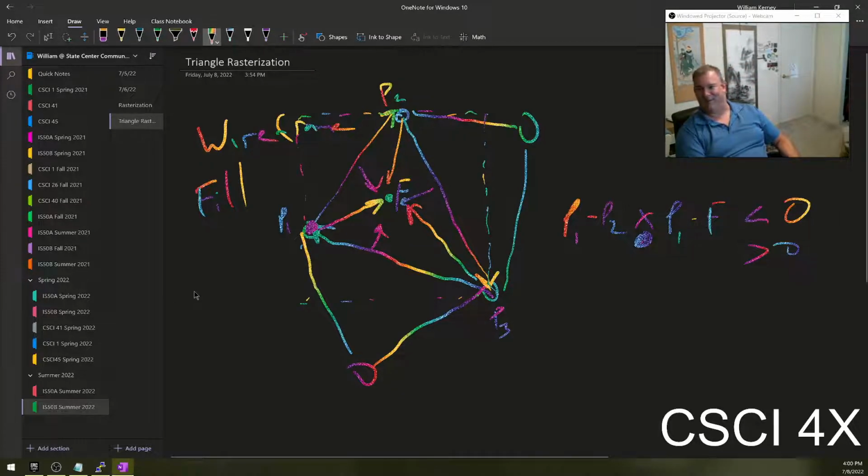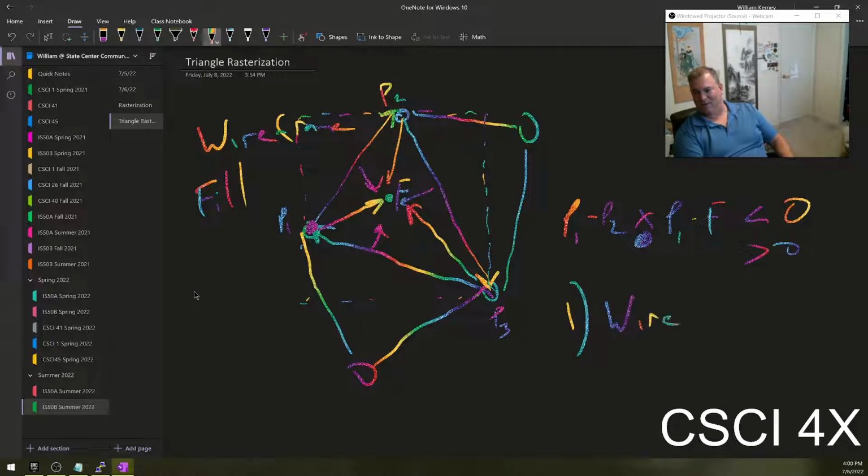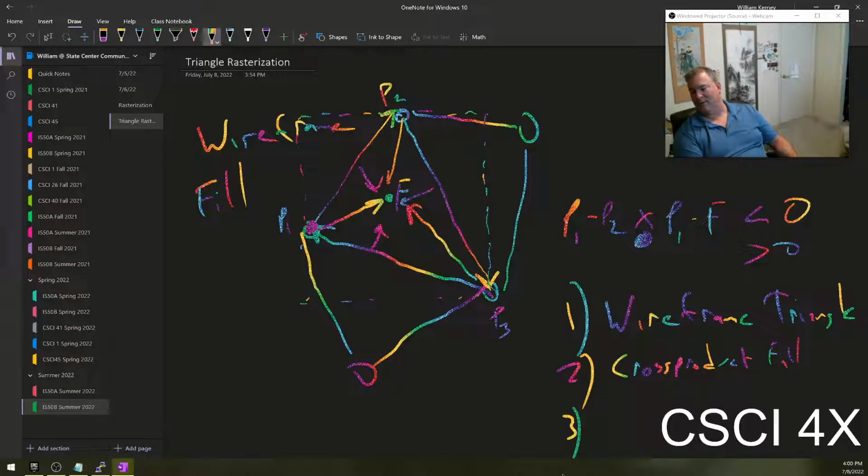I don't even know if there's a name for that, but the wireframe triangle is one way of filling a triangle by not filling it. The second way is kind of like a cross product fill. Advantage, easy to write. Disadvantage, it's inefficient. And if you're making a game engine, you don't want to use it. But for a little homework assignment or something like that, I wouldn't notice. Even if you iterated over the whole screen, if you're drawing one triangle on the screen, who cares? So, what's the better algorithm?